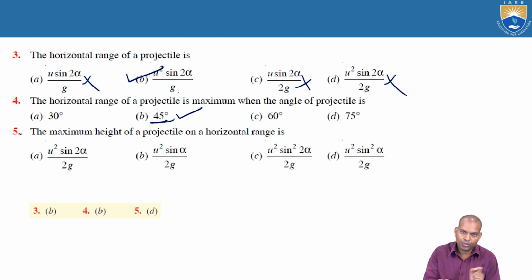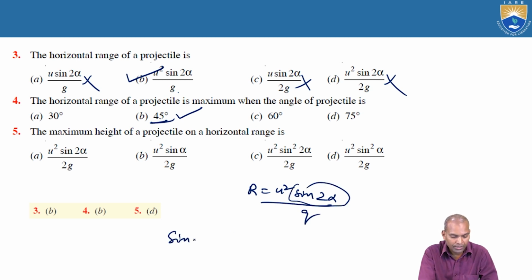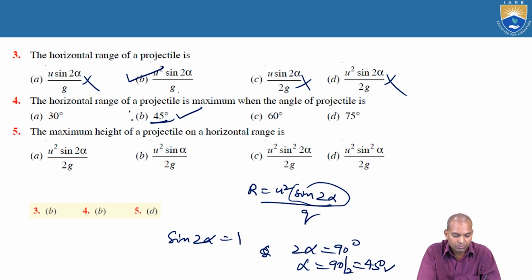If you throw the projectile at a 45 degree angle, you reach the maximum range. Where does it come from? The horizontal range is equal to u square sine 2 alpha by g. Sine 2 alpha equal to 1, so 2 alpha equal to sine inverse 1, that is 90 degrees. Then alpha equal to 90 by 2, that is 45 degrees.